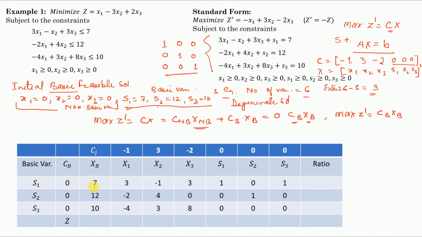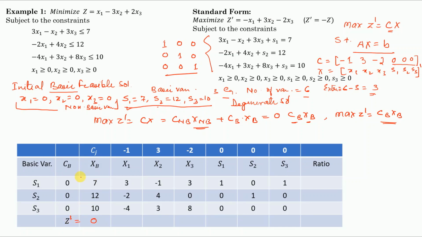So initially if we wish to calculate Z, look at this CB XB. So how can we calculate? 0 into 7 plus 0 into 12 plus 0 into 10. So the initial value of Z is equal to 0. Now we need not go back to the equations. From the table we can calculate Z. It is not Z dash.